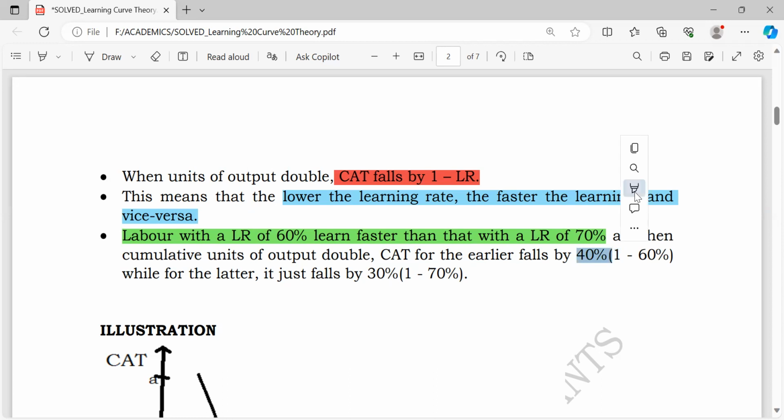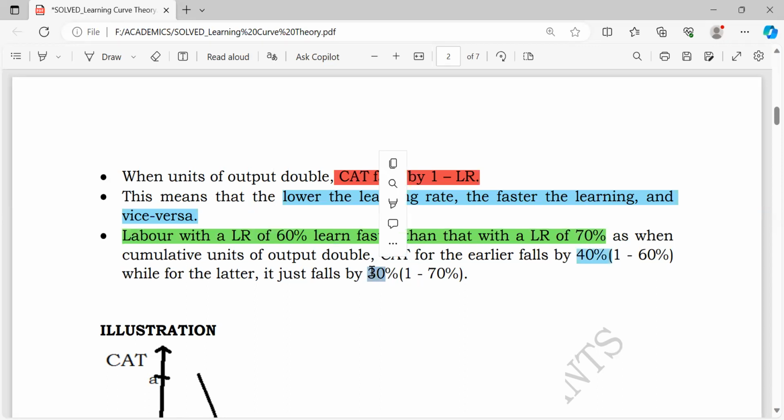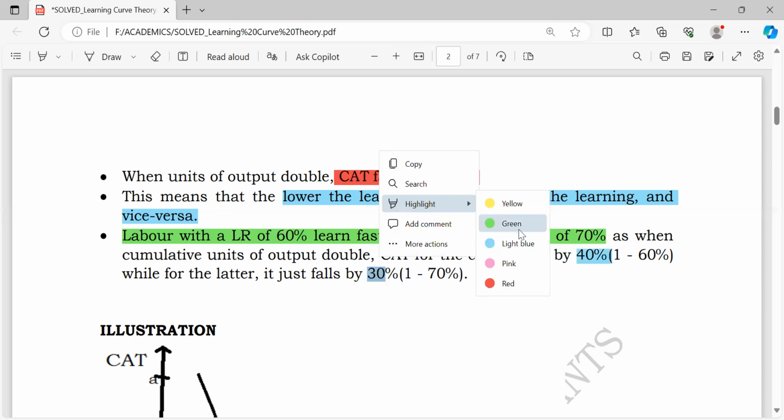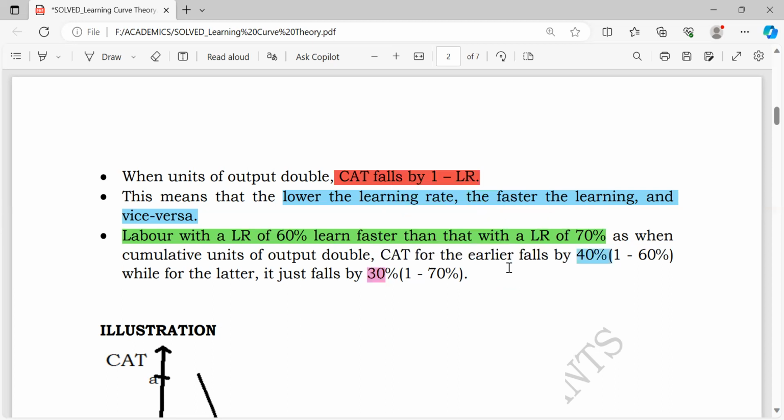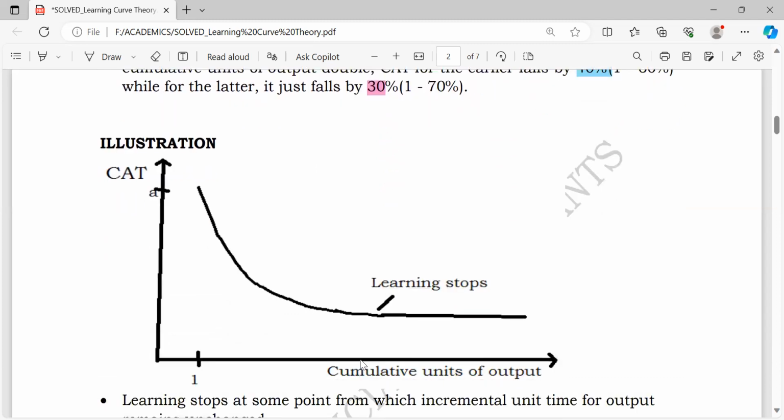While for the remaining, which is 70%, cumulative average time would fall by only 30%. You see this now, 70% seemed higher, but actually the cumulative average labor time would fall by only a minimum amount. So that's the point you needed to grasp over here.